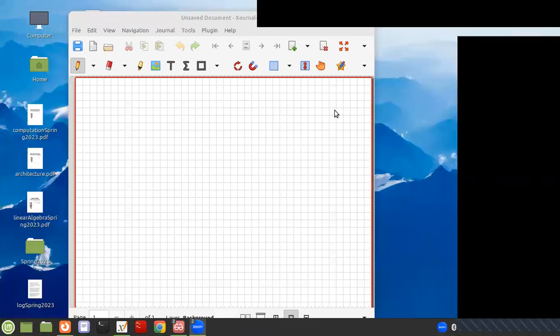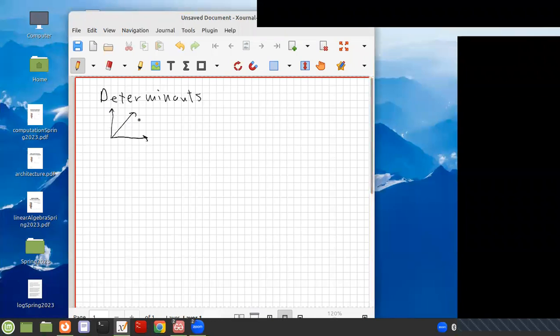Well, let's just review, first of all, what we did last time with determinants. The idea of a determinant is basically, if you take any set of vectors in a space, like 3 vectors in 3-space, they define some kind of volume.